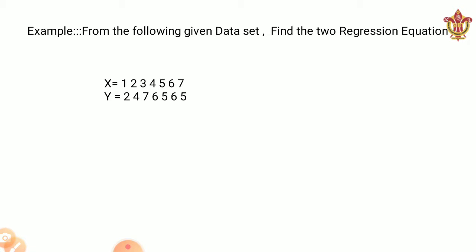Now, in this particular example, we have two data sets, x and y. Data x contains the values 1, 2, 3, till 7, and y contains the values 2, 4, 7, and so on. So in this case, we will be calculating the regression equation, or we can say the line of regression. Now, the line of regression is calculated by finding x on y. So we are considering the same example which I showed you.